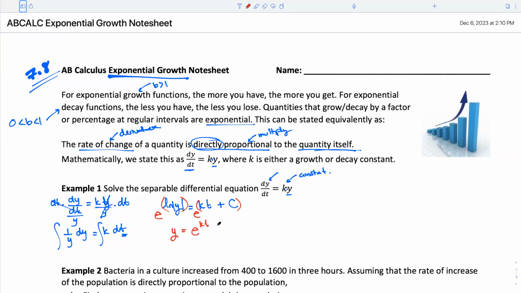Recall, it's going to be e to the kt times e to the c. And e to the c is just going to be c. We'll bring it to the front. And that's why the function itself is exponential. Now, specifically, is this a growth or a decay? Just by looking at the base, e is about 2.7, so this is going to be an exponential growth function.